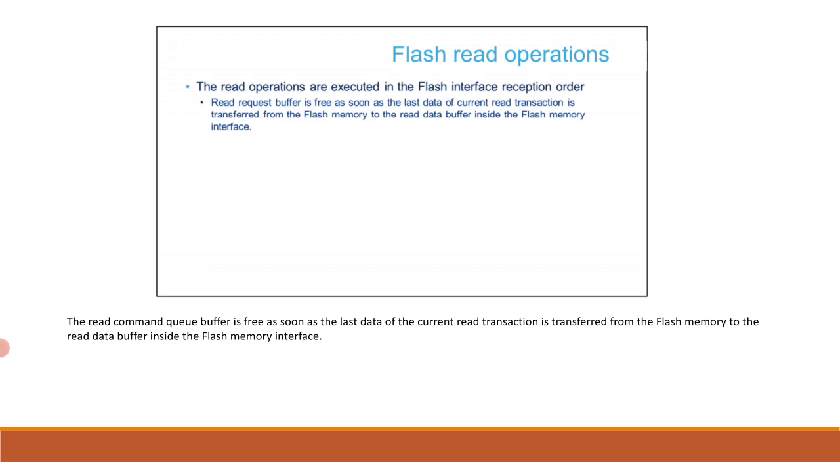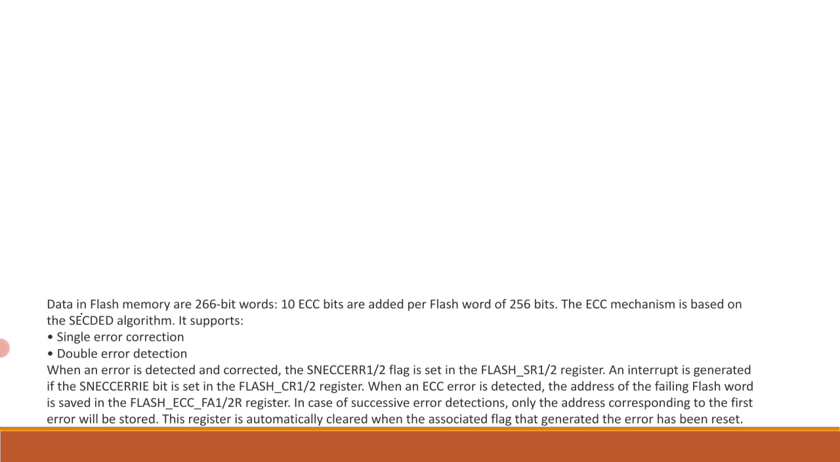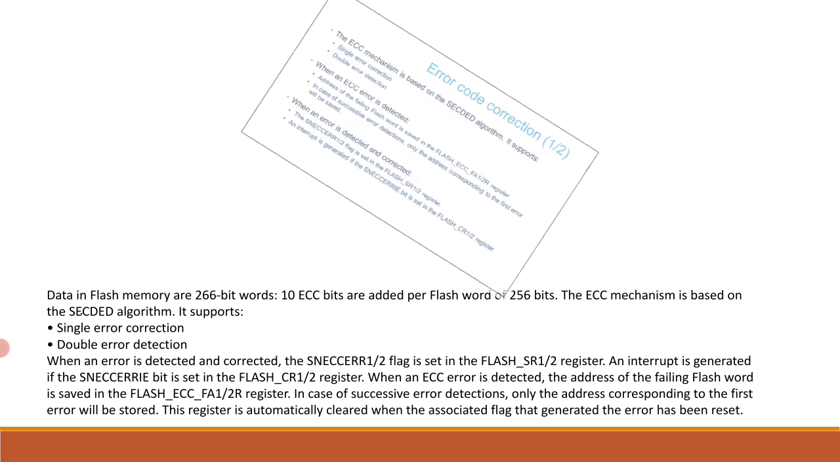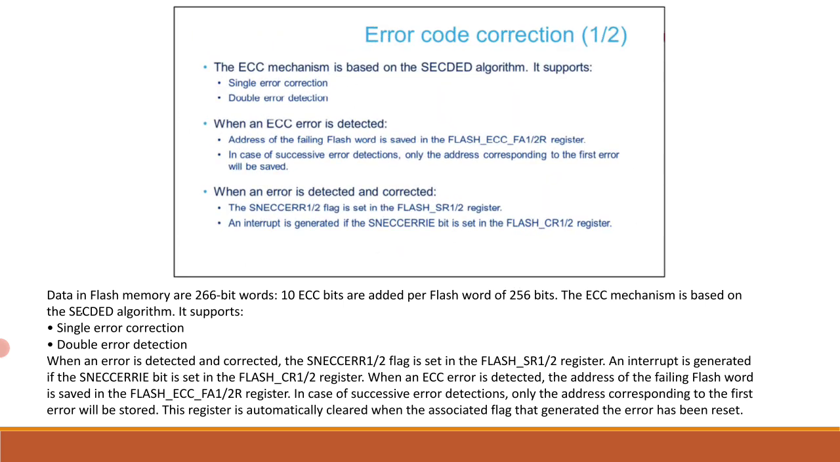After that the question arises: what is the error code correction mechanism, or ECC mechanism? For data in the flash memory of 266-bit words, 10 ECC bits are added per flash word of 256 bits. The ECC mechanism is based on the SEC-DED algorithm. It supports single error correction and double error detection.